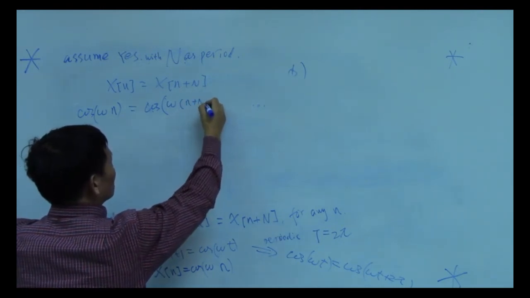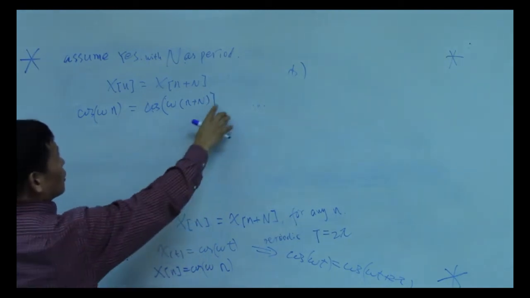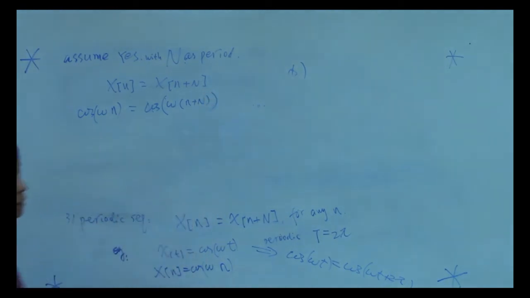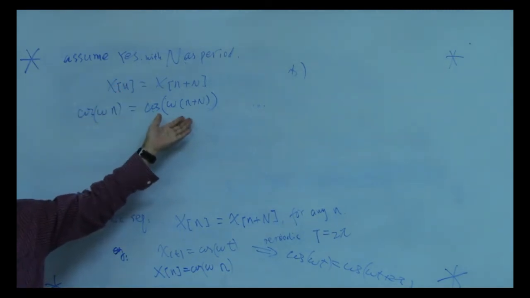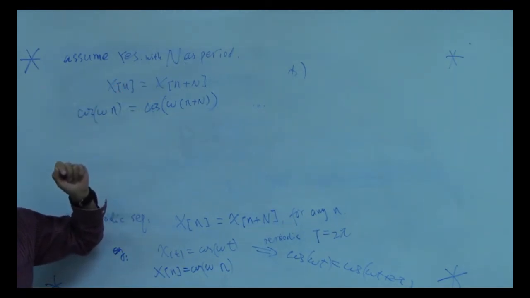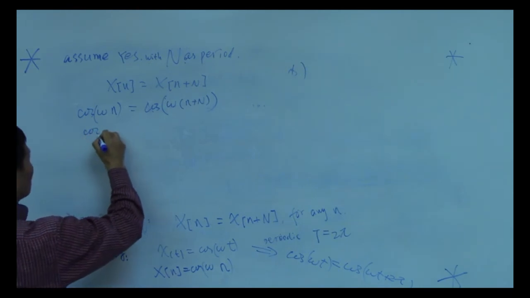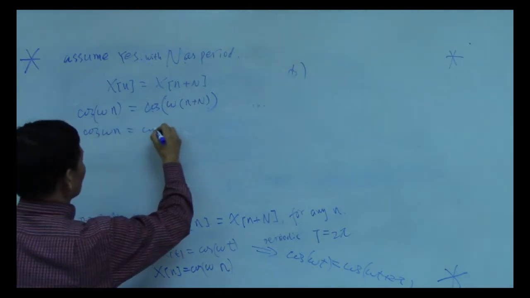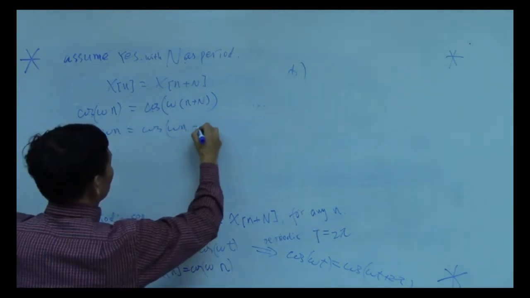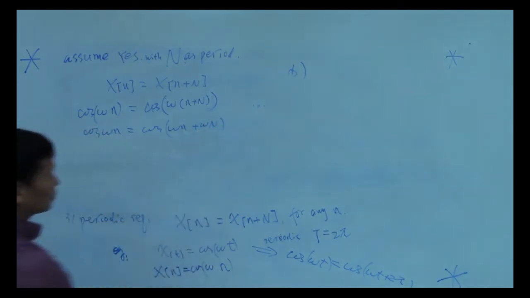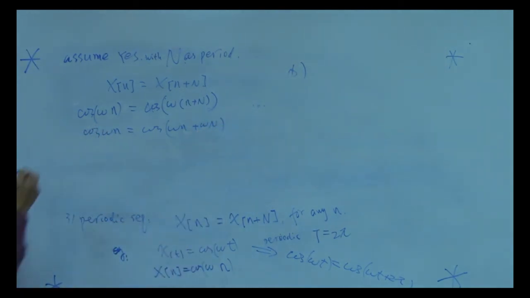N plus capital N, right? If this one is periodic, then this one is true. It must be equal. Alright, so let's write cosine omega n equals cosine omega n plus omega capital N. That means if this is true, then that means this is true.